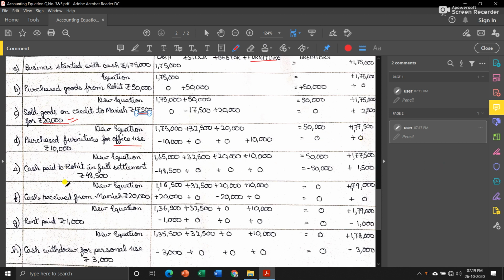Then transaction number E, cash paid to Rohit in full settlement of 48,500. Now when they say full settlement, means you have to check each and every transaction related with Mr. Rohit. Now let us see. Now from Rohit, he purchased goods worth rupees 50,000. So he was supposed to pay 50,000, but he settled his account, means no matter how much money he was supposed to pay, he paid 48,500 and made the settlement, means he is not going to pay any further.